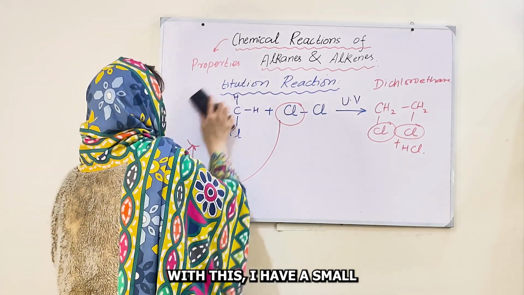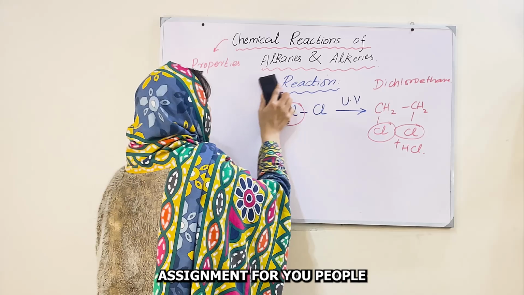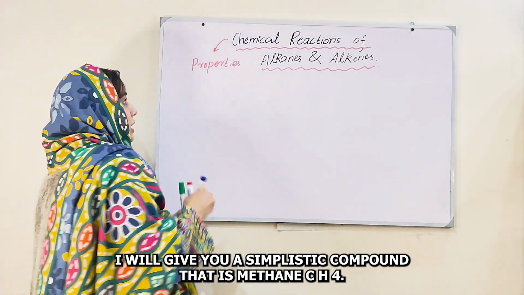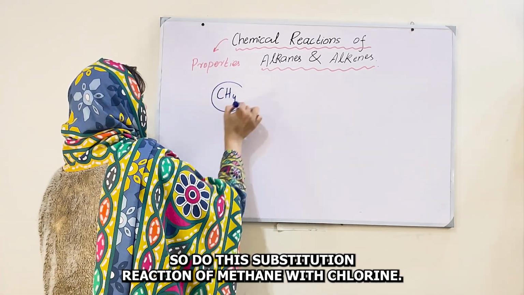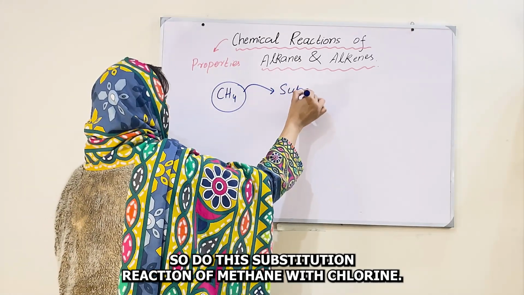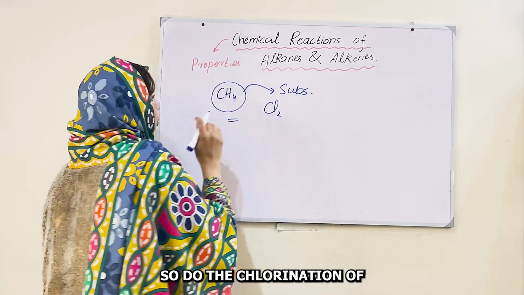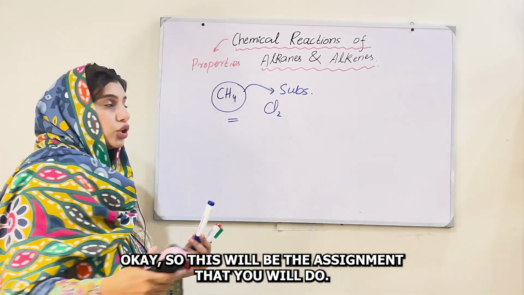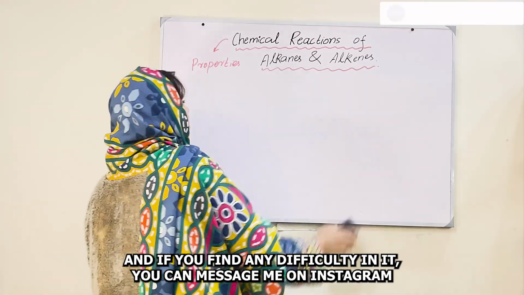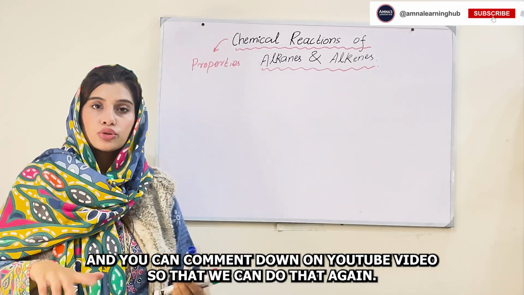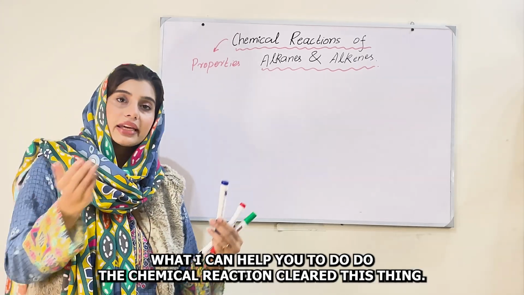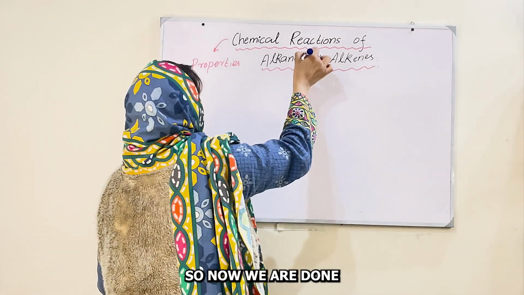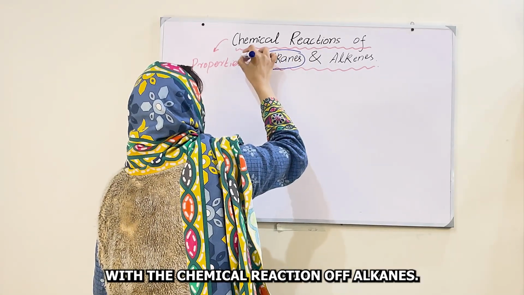With this, I have a small assignment for you people, so that this concept will be clear to all of you. I will give you the simplest compound, that is methane, CH4. So do the substitution reaction of methane with chlorine. So do the chlorination of methane. Okay, so this will be the assignment that you will do, and if you find any difficulty in it, you can message me on Instagram or you can comment on the YouTube video so that we can do that again, or I can help you to do the chemical reaction. Clear this thing? So now we are done with the chemical reactions of alkanes.